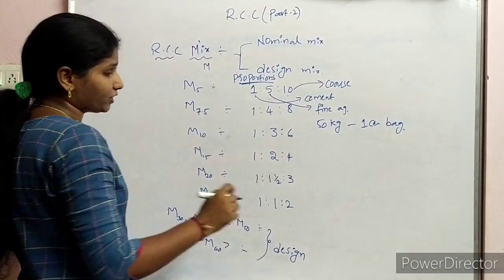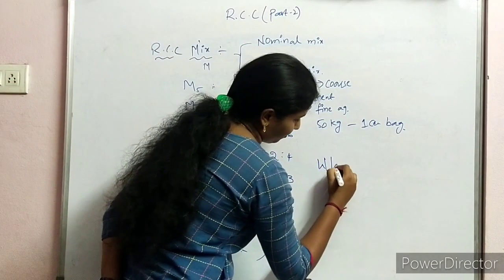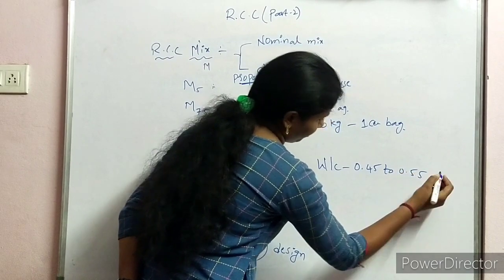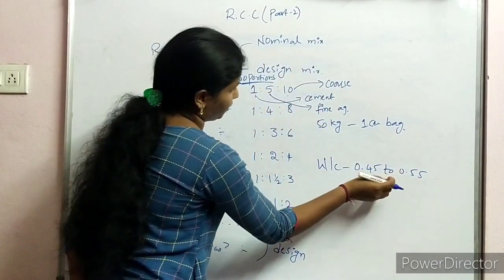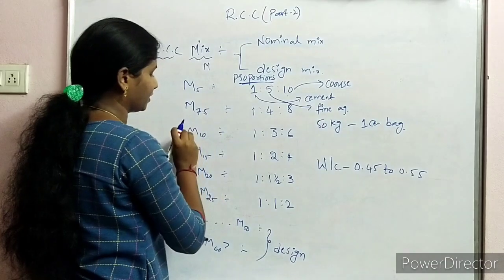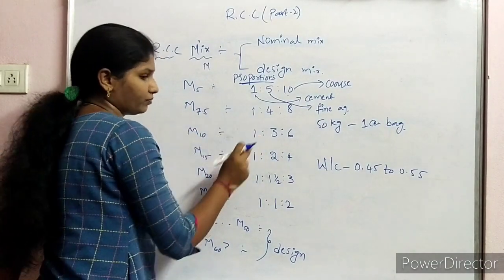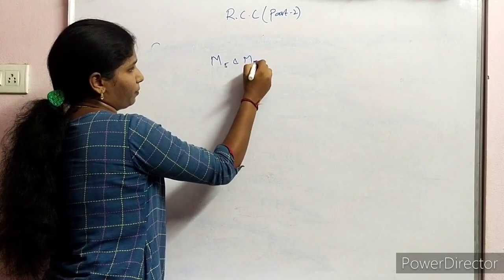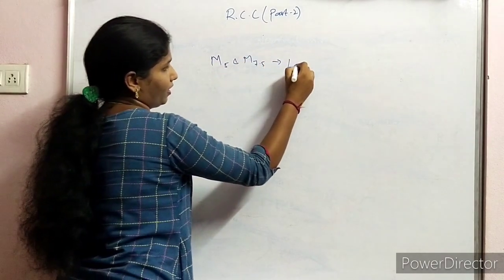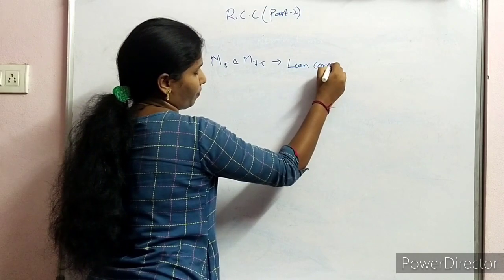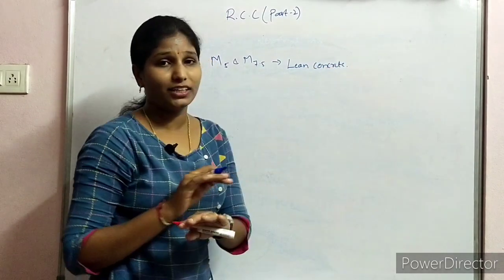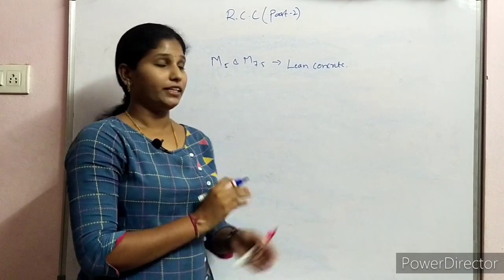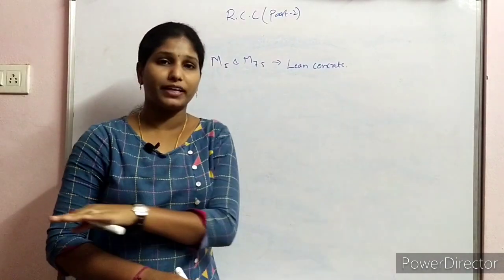By using these proportions we mix the RCC, with a water cement ratio ranging from 0.45 to 0.55. The quantity of water required in the design mix is determined using this. M5 and M7.5 mixes are lean concrete. It is used for leveling the surface. When the ground has undulations, in that area we use lean concrete to make the surface level.